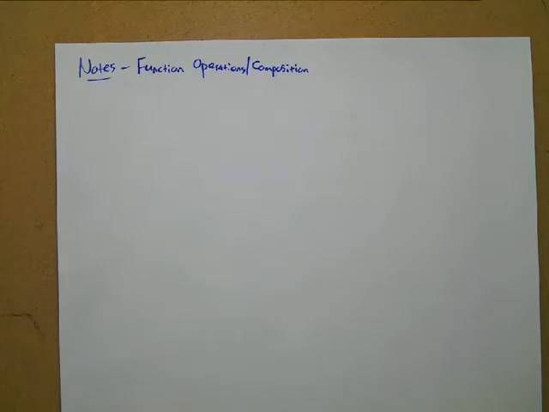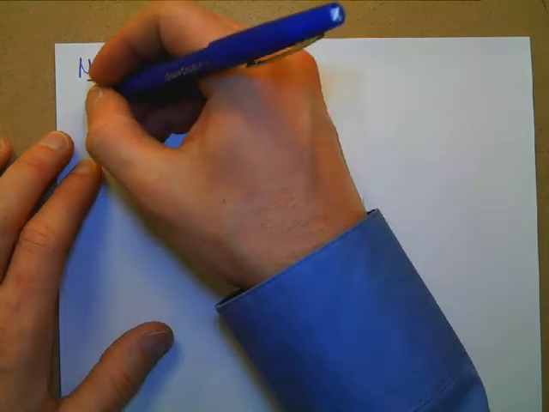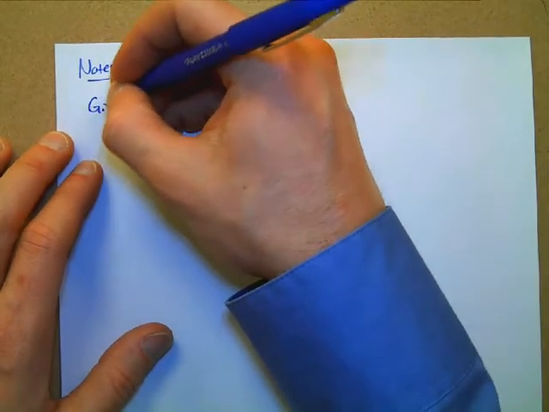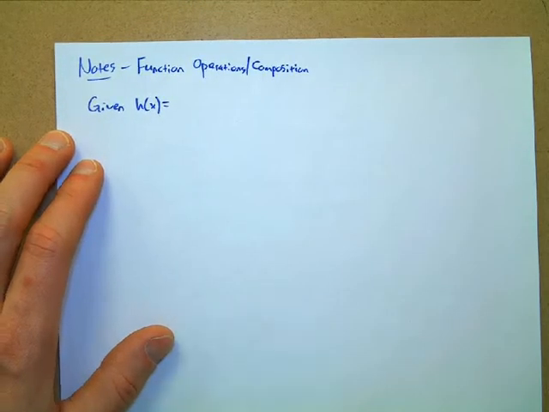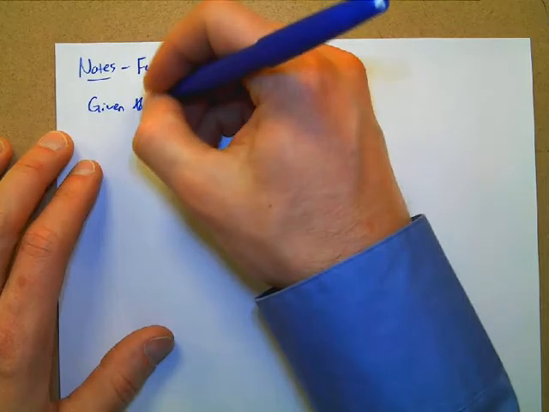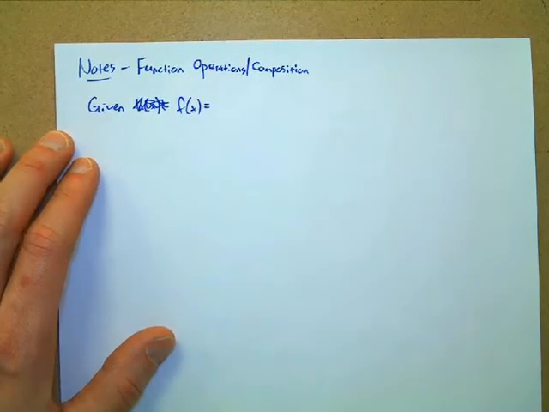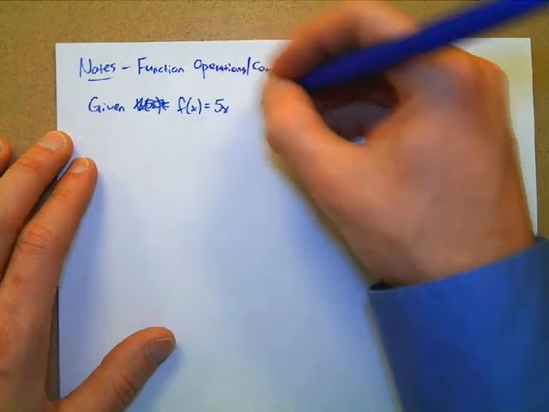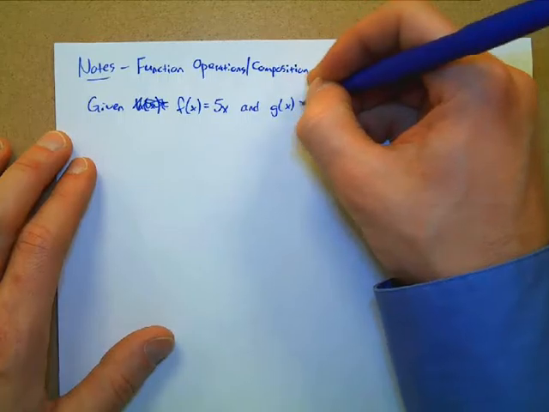So, let's start with two functions, okay? So let's say we have, sorry, not h of x, it's called f of x. Given f of x, I'll say f of x is equal to something simple like 5x just to start out here, and we'll say g of x is another function here, and it's going to be equal to, I don't know, just like x plus 2.